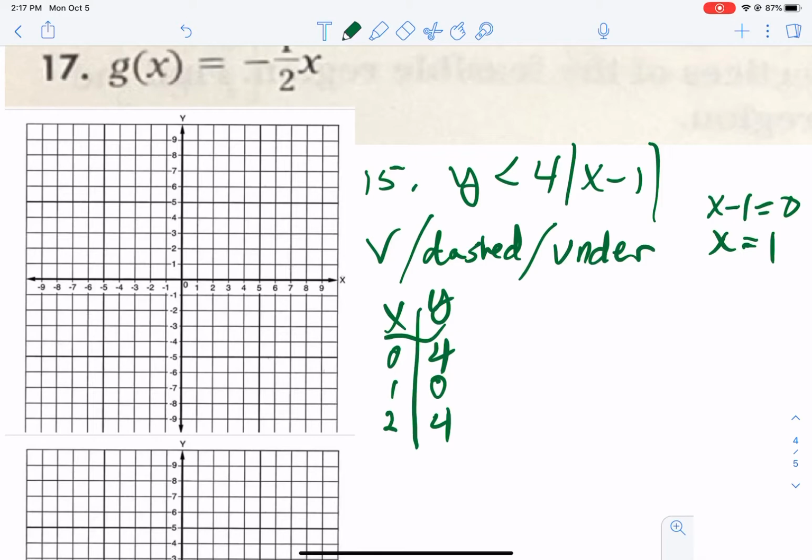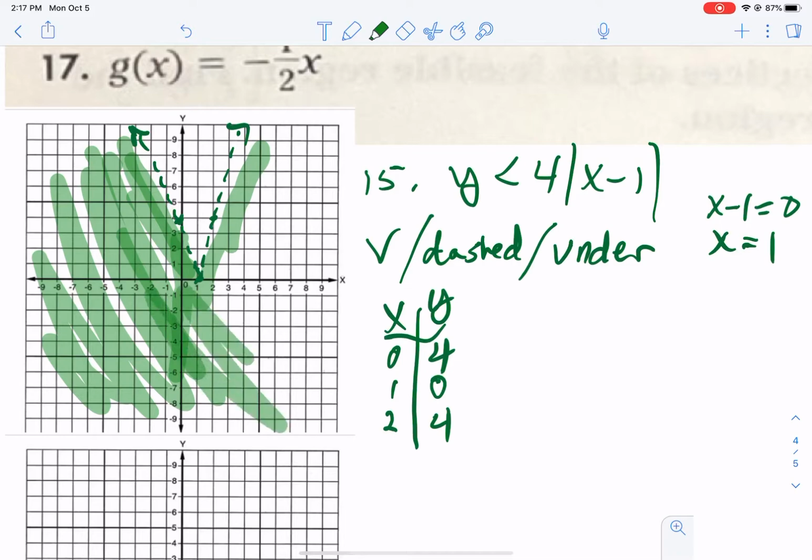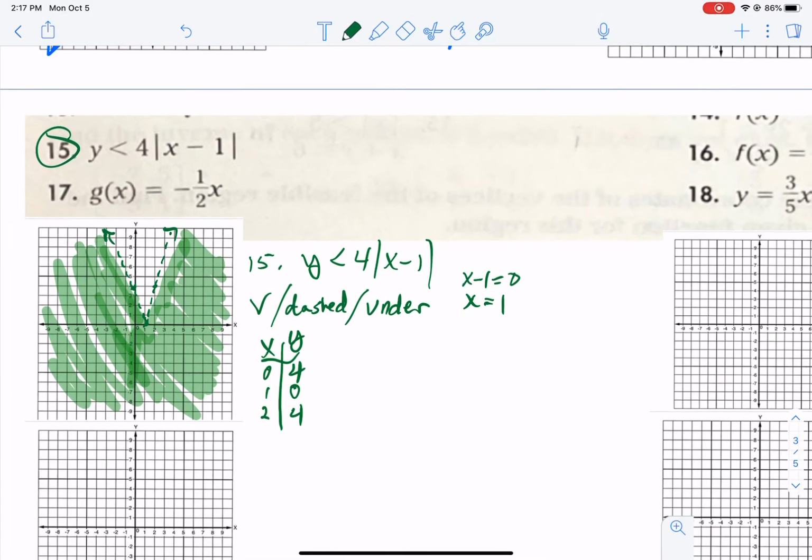So let's make our dashed V. So at 0, we're at 4. At 1, we're at 0. At 2, we're at 4. So our dashed V looks like that. Now we want to shade under that. So under it, just find the y-axis where it's under it. So it's this section of the V. So we are below the V, okay? So that's 15.